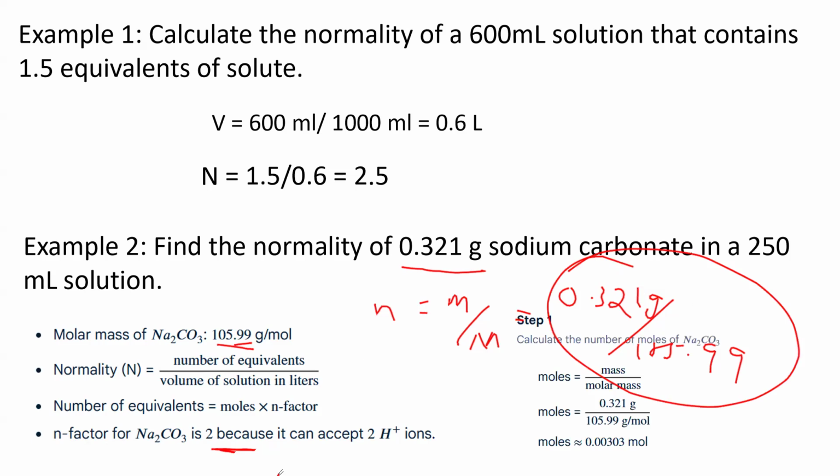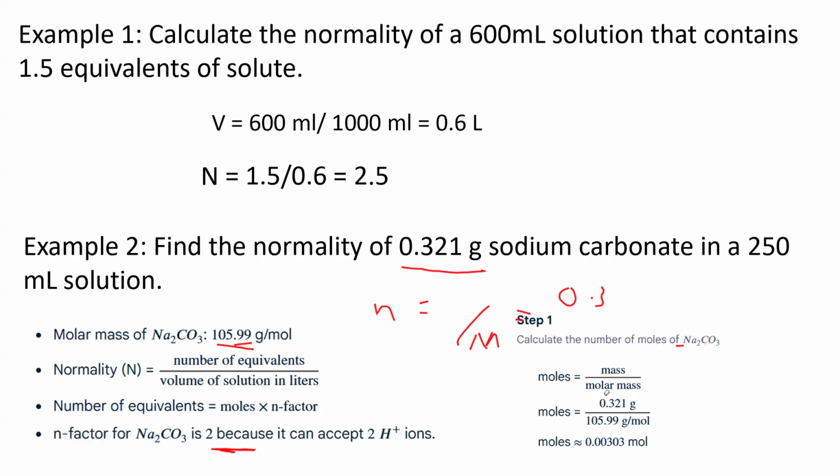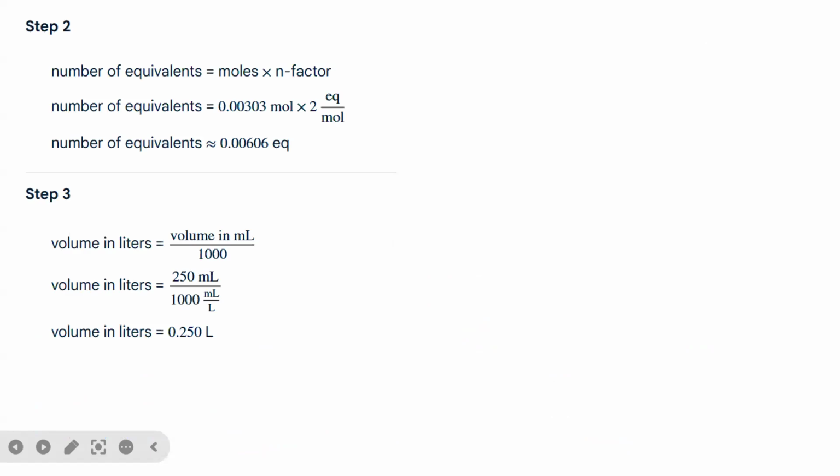So let's see. This is the mole, as we can see from here. The moles is equal to mass over molar mass, which is 0.321 divided by 105.99. Therefore, we get approximately 0.00303 moles.